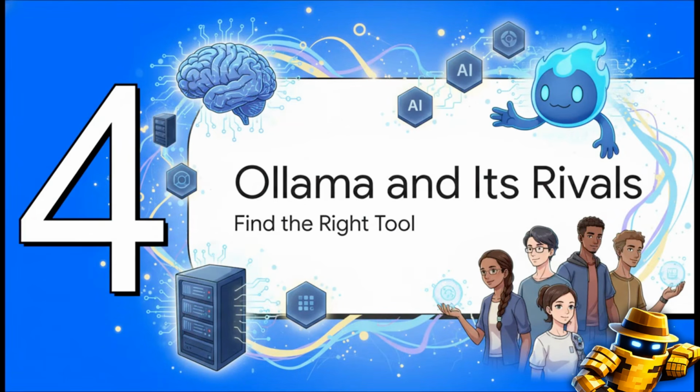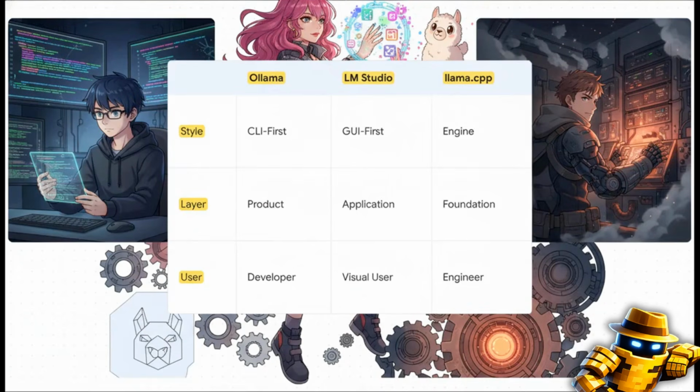Of course, Ollama isn't alone in this space. It exists in a growing ecosystem of local AI tools, and it's really important to understand where it fits in the whole picture. So this isn't about which tool wins, it's really about finding the right one for your role. Think of Ollama as the clean, command-line-focused product layer for developers. LM Studio, on the other hand, is like the friendly visual app layer for desktop experimentation. And then you have llama.cpp. That's the powerful low-level engine room for hardcore performance and custom builds.